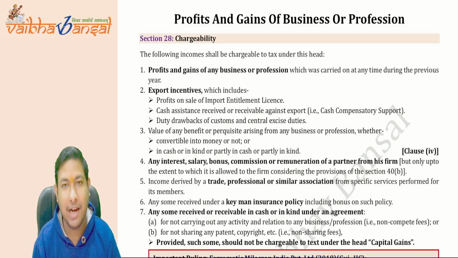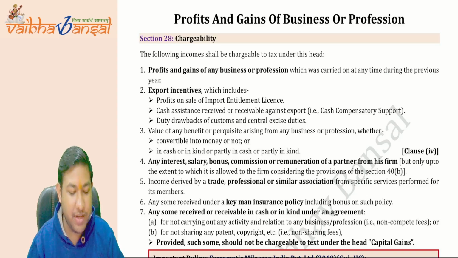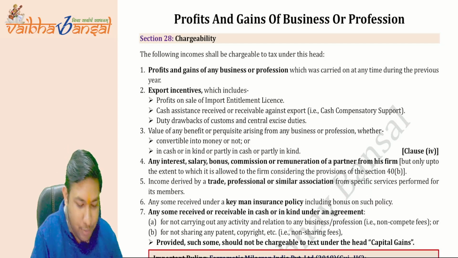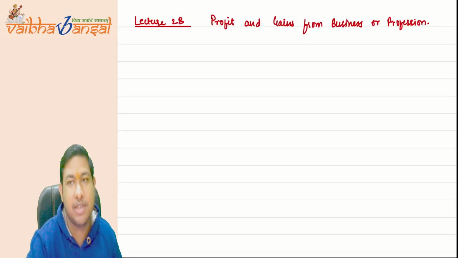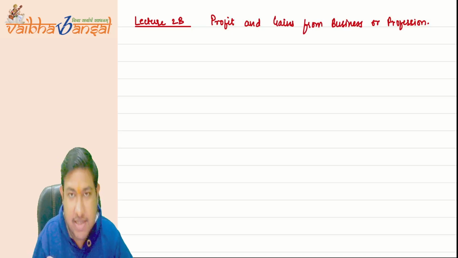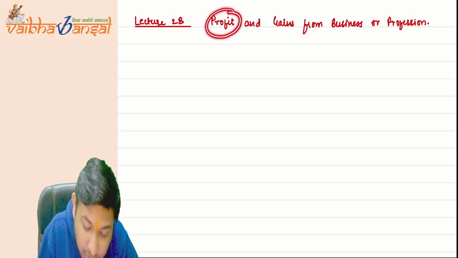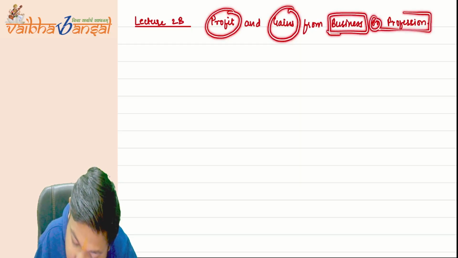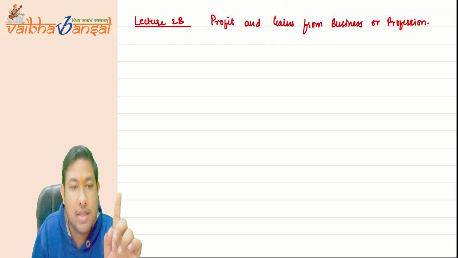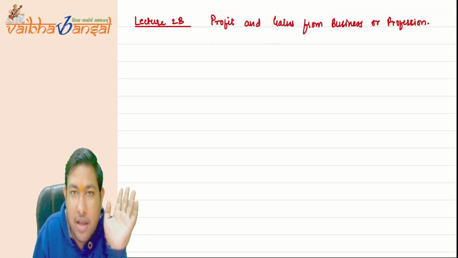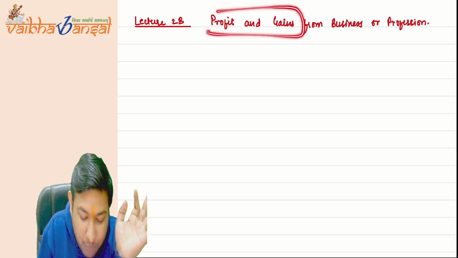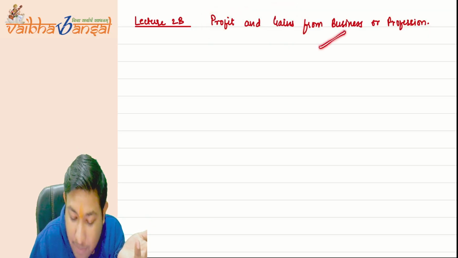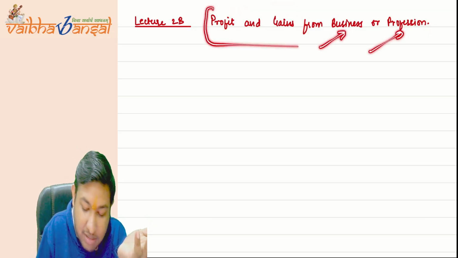Yes, so let's start with the second lecture, where we are going to start with the PGBP chapter. PGBP stands for profits or gains from business or profession. As the name suggests, whether you are running a business or a profession, whatever profits or gains arise will be taxed under the head PGBP.